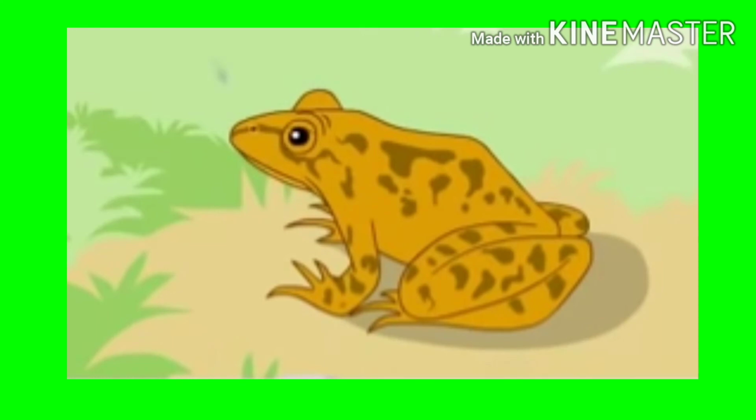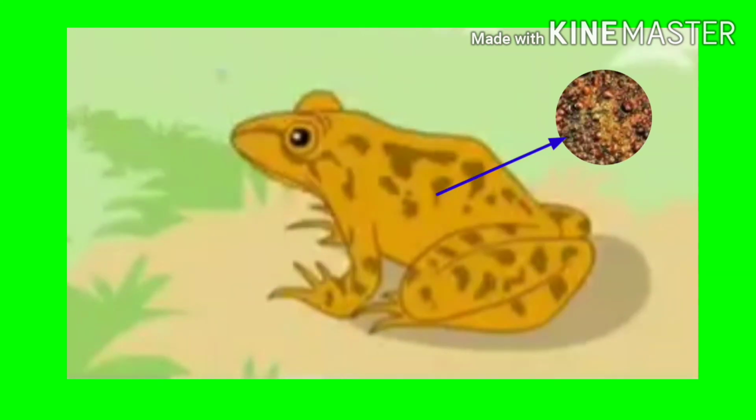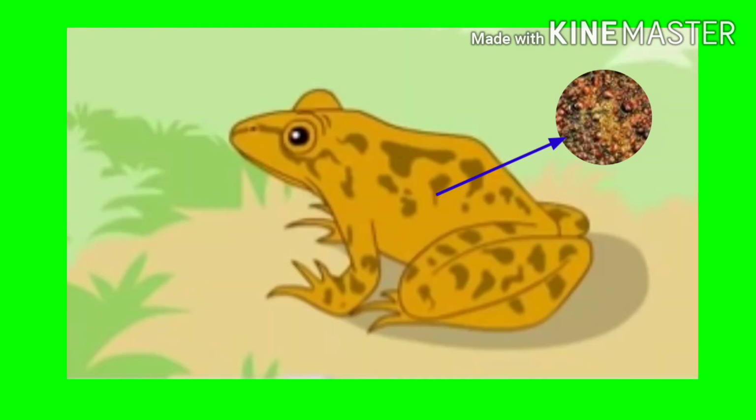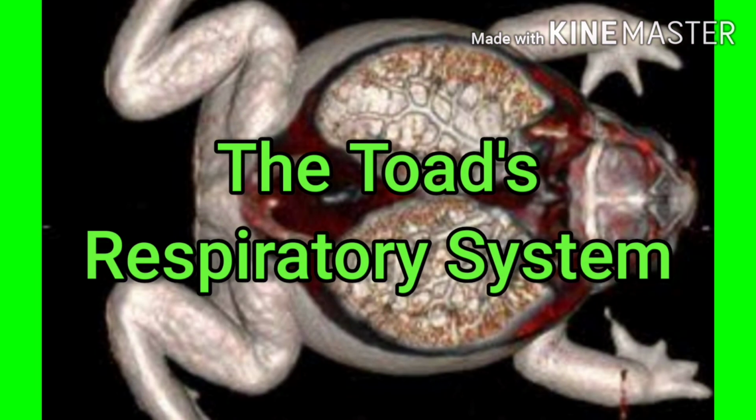When the toad is out of the water, mucus glands in the skin keep the toad moist, which helps absorb dissolved oxygen from the air. This is the reason why most amphibians need to live in moist places where there's water nearby. And that's all for the anatomy and function of the toad's respiratory system.